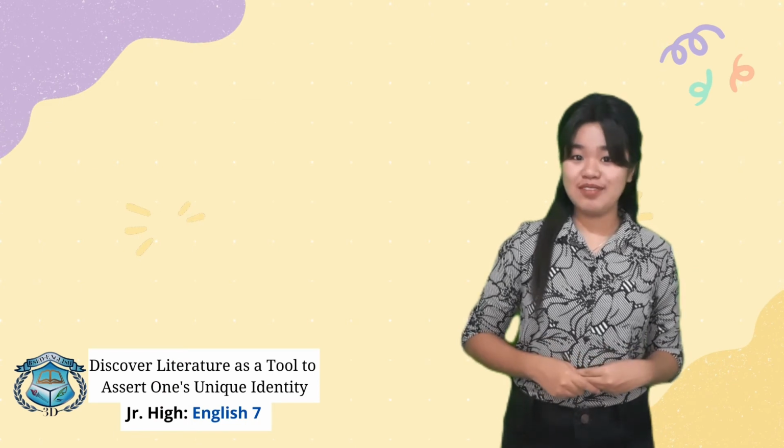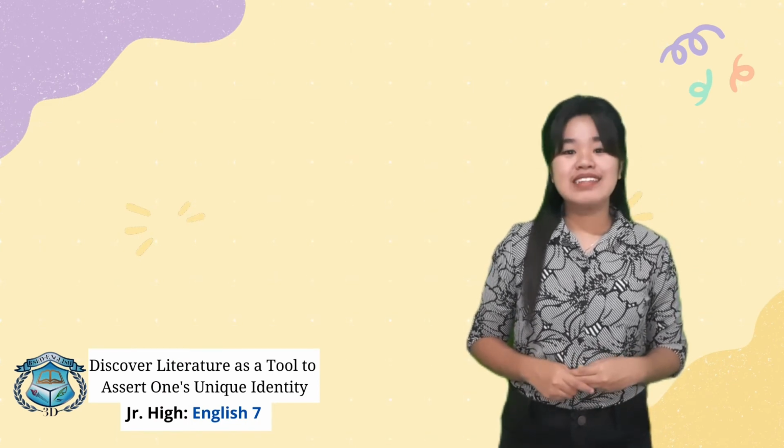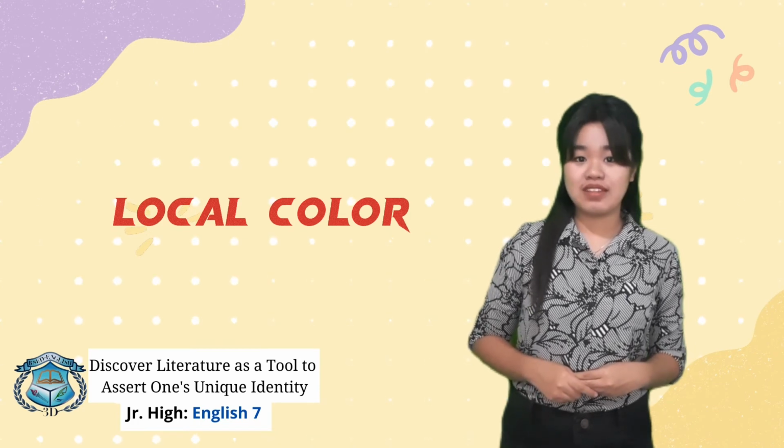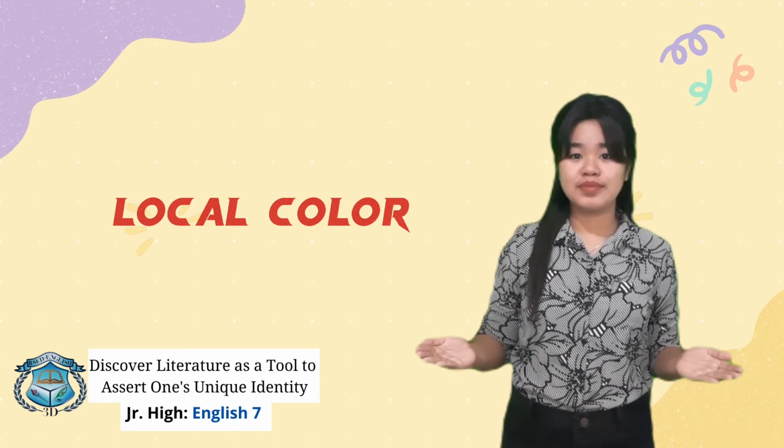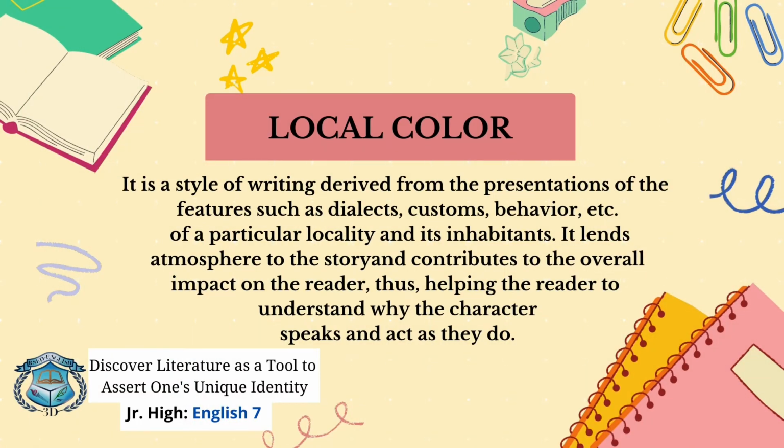Class, did you notice it? I'm sure you did. That is because local color is present in the story. Now, what is local color? Local color is a style of writing derived from the presentation of the features, such as dialect, customs, behavior, of a particular locality and its inhabitants. It lends atmosphere to the story and contributes to the overall impact on the reader, thus helping the reader to understand why the characters speak and act as they do.